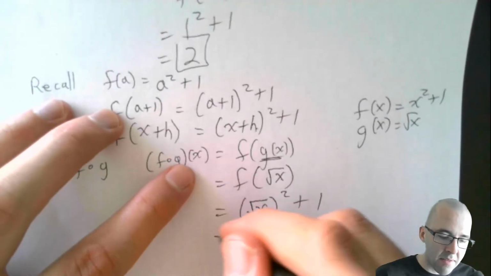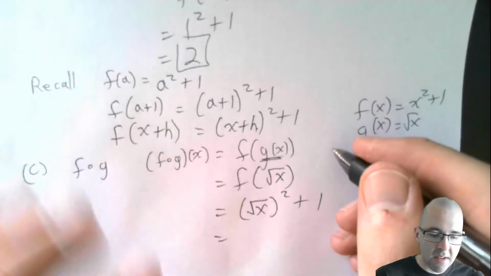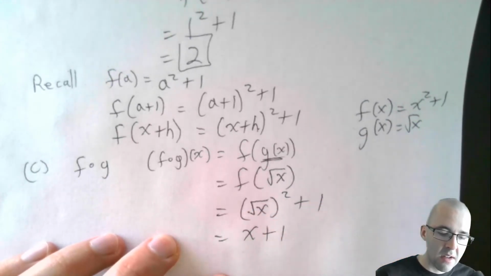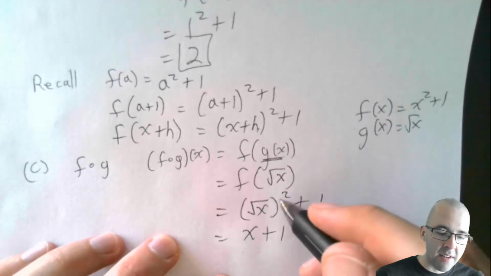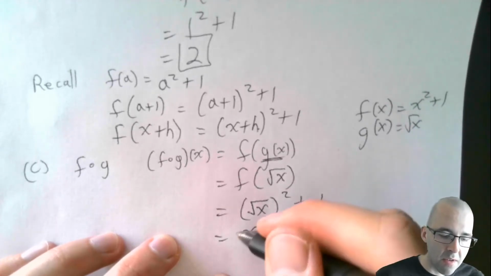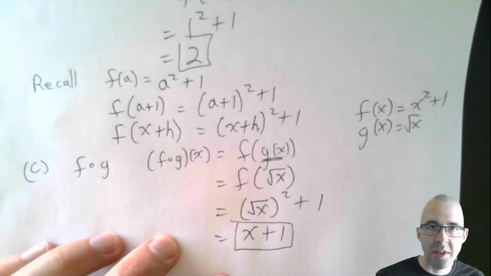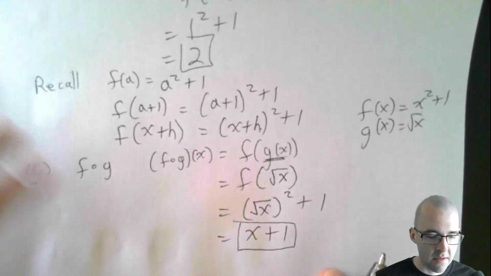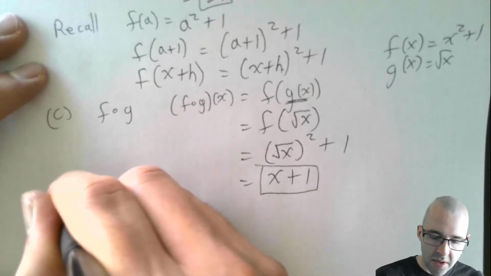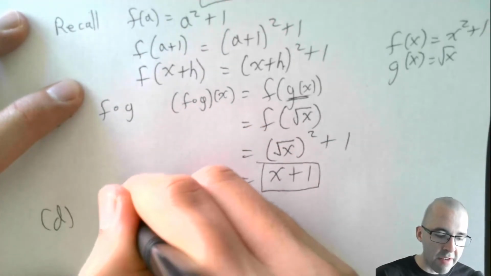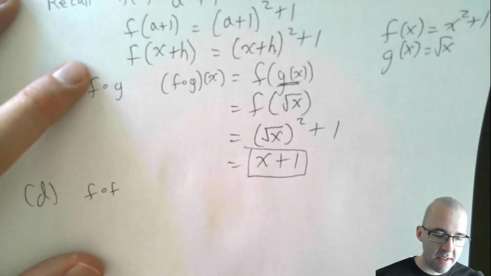And now we can simplify. Square root of x squared is positive x plus 1. And again, this does look like it changes the domain, but we address that later on in this video. This is our answer. It's just x plus 1. Okay. Another one. Part D. f of f. Find f of f.